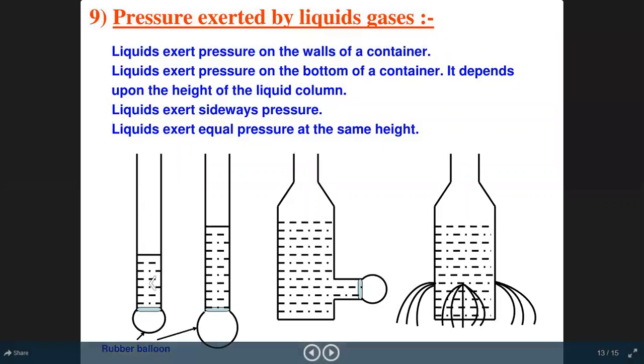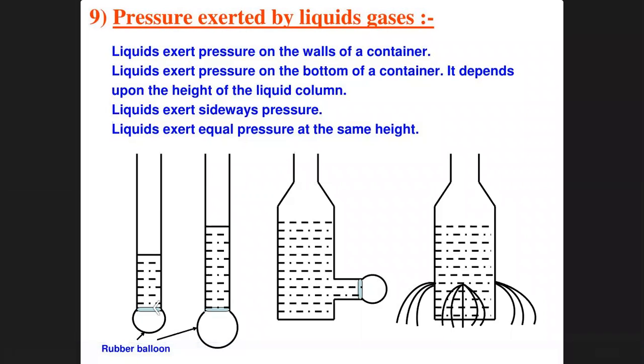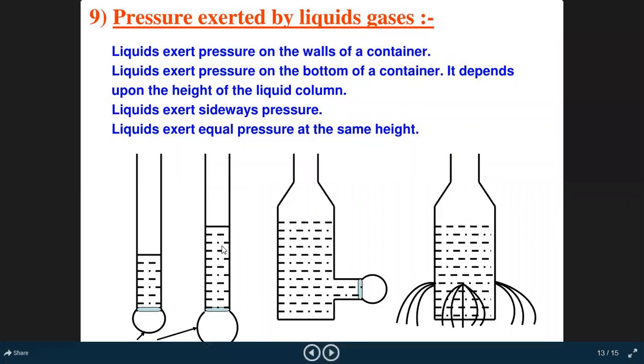You can see here in this picture, a balloon is hung at the bottom of an open tube. When you add the liquid, the size of the balloon increases. When you add more liquid, that means more height, more pressure. This picture represents more height, more pressure. This picture represents that the liquid exerts sideways pressure. Then liquid exerts equal pressure at the same height.